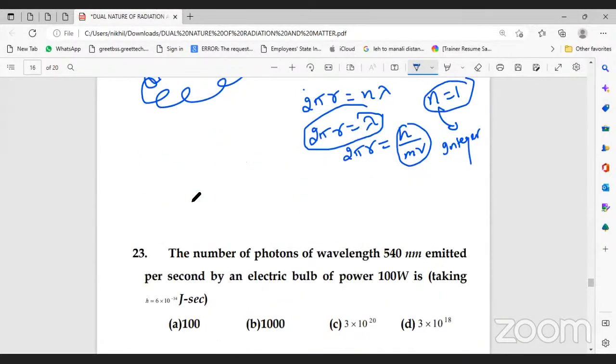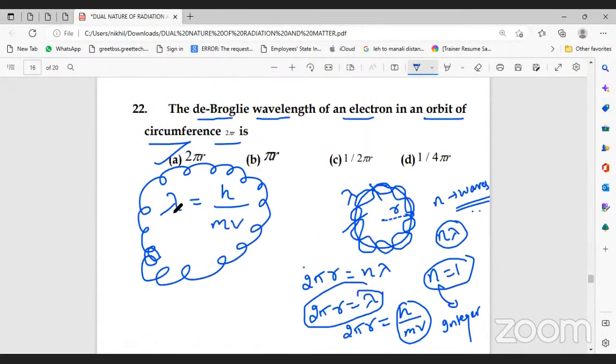Yes, we can take up the number of photons in the next session. That is how to calculate the number of photons by giving the energy and the photon. I hope you got how we are going to solve problems based on the de Broglie wavelength. So in tomorrow's session, we can take up how the power and the number of photons are related, and how to calculate the number of photons involved in the radiation.